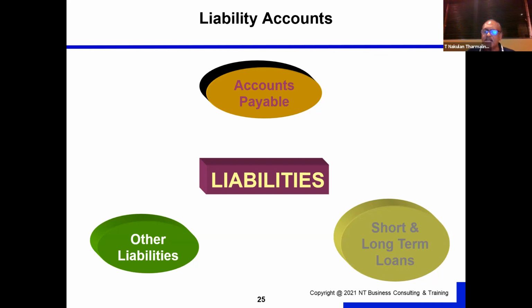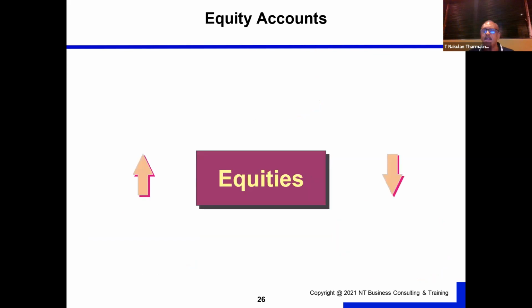So you have liabilities, you have assets, then equity. Equity means capital. It is more of a corporate term, which is called equity, but in your language, for your firm, whatever partnership you are in, you will be putting some money into your partnership to start the business. That's known as equity.